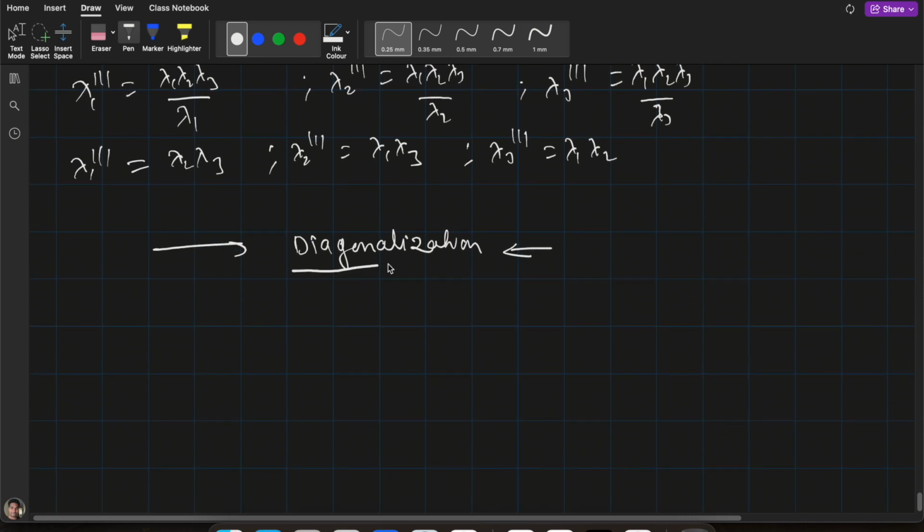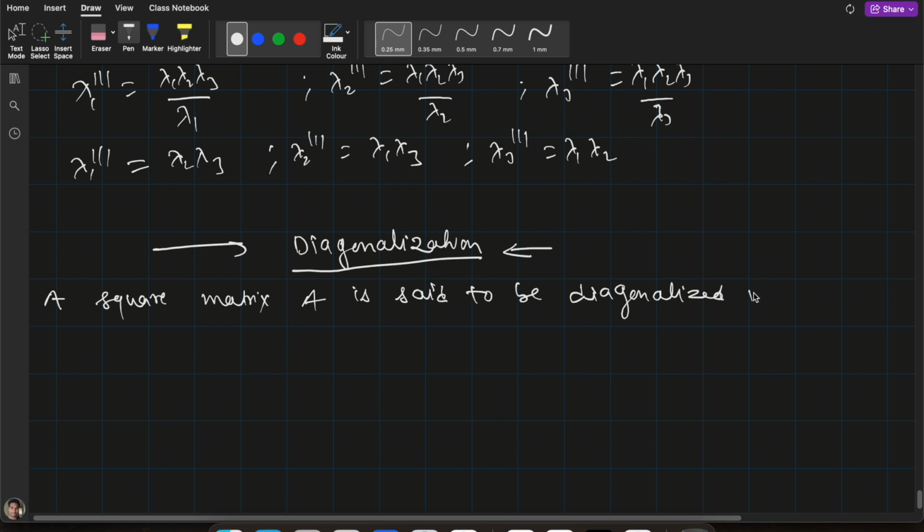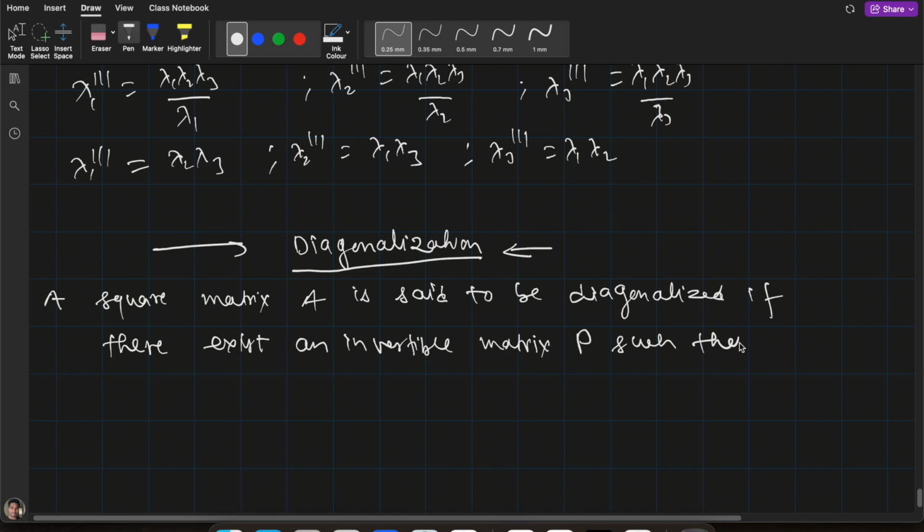Okay. Now, from the definition, a square matrix A is said to be diagonalizable if there exists an invertible matrix P such that P inverse A P is a diagonal matrix.